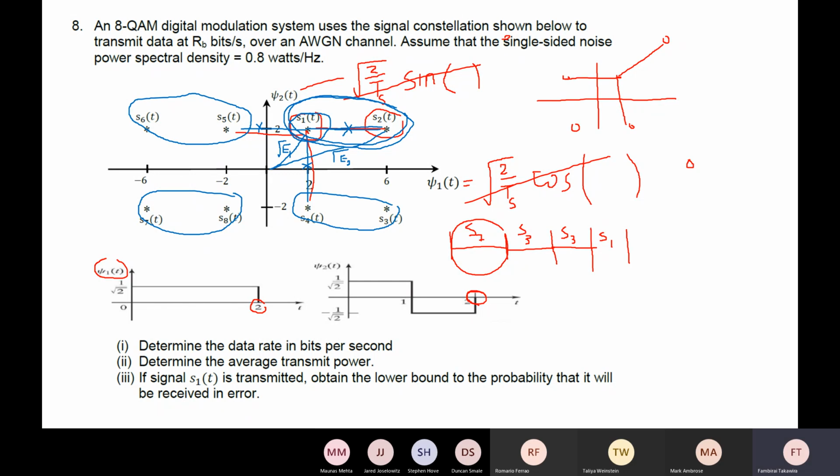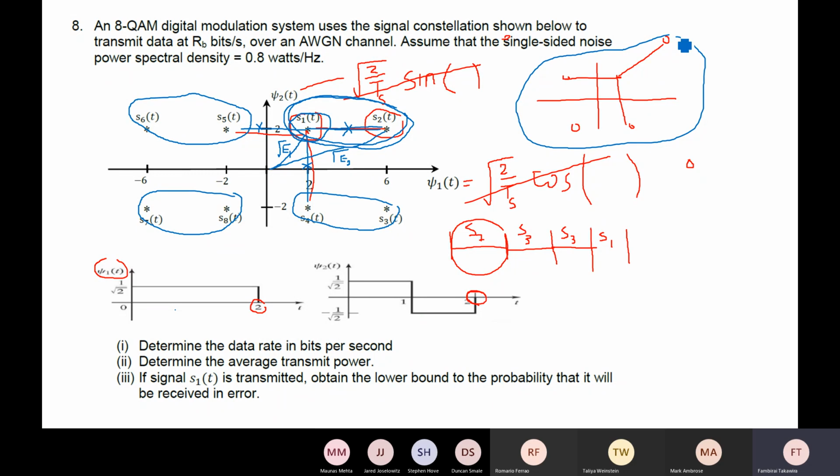Sure. When you were discussing the red diagram that you've drawn, would that still be considered a QAM system? Yeah, the QAM is actually a general case. Essentially, when you have a 2-dimensional system, you can call it QAM.